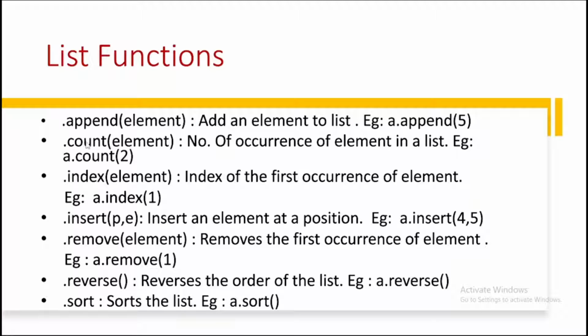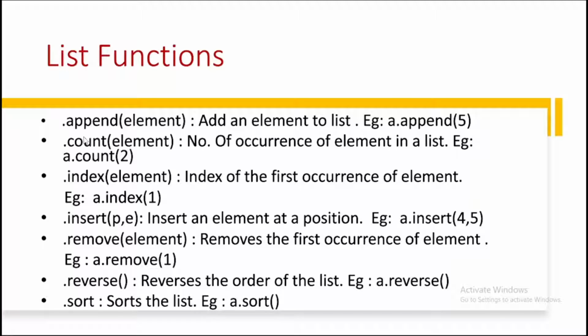Then we will learn about dot count element. It will find the number of occurrences of an element, such as a dot count 2. If 2 occurs many times in the list, it will give how many times it has occurred.